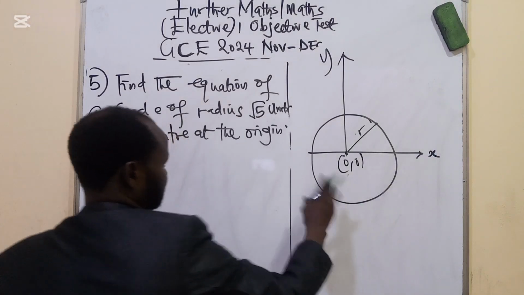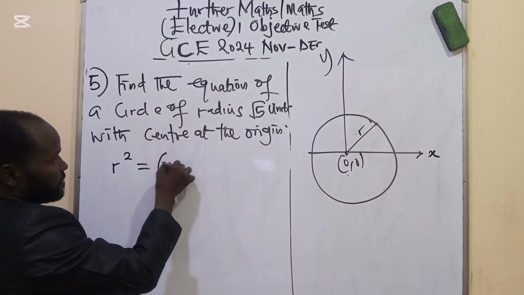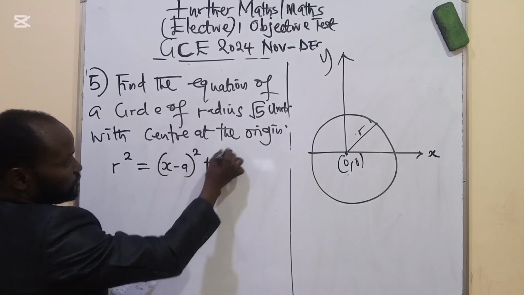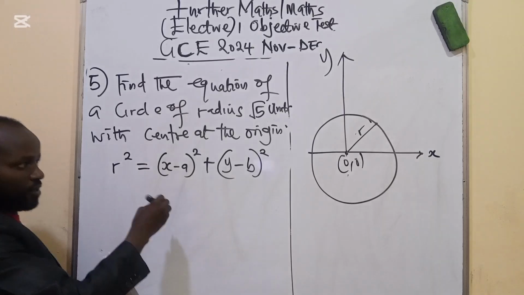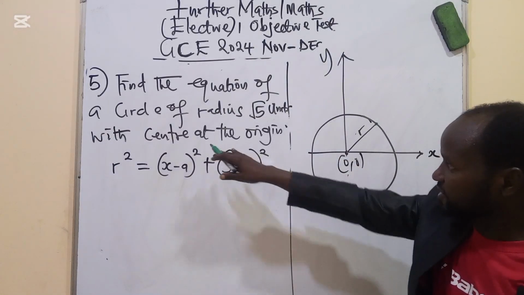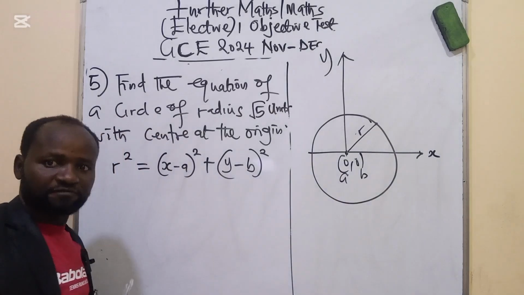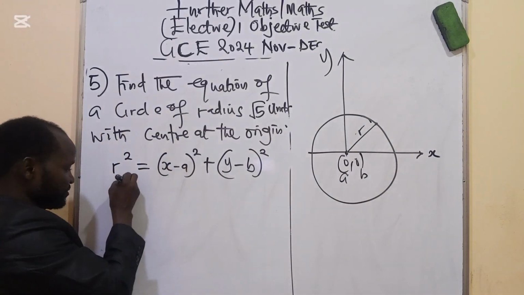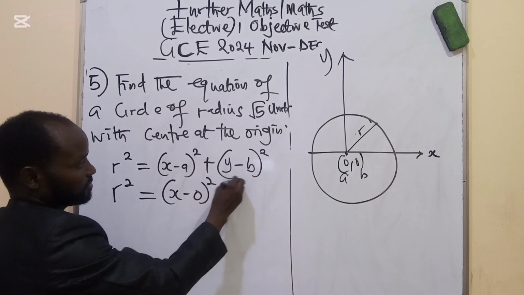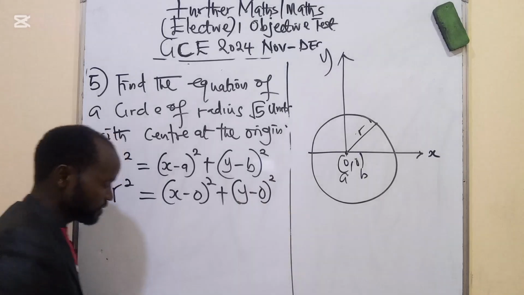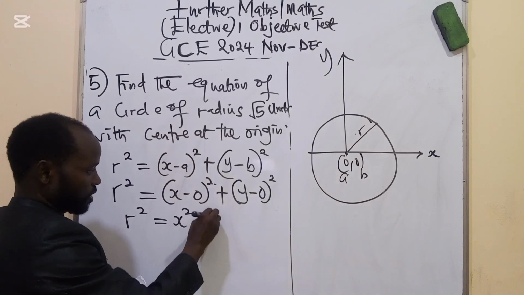So if that is the case, recall that the equation of a circle is given as r squared equals x minus a all squared plus y minus b all squared. If the center is at the origin, it means a is 0 and b is 0. Very important. Let's plug it back. The radius r squared now will be equals to x minus 0 all squared plus y minus 0 all squared. R squared now will be equals to, this 0, we have x squared plus y squared.